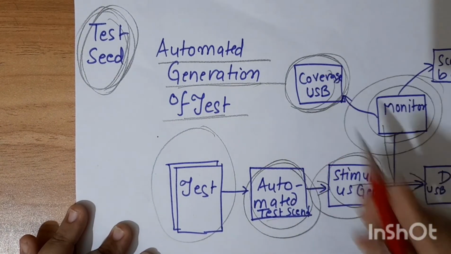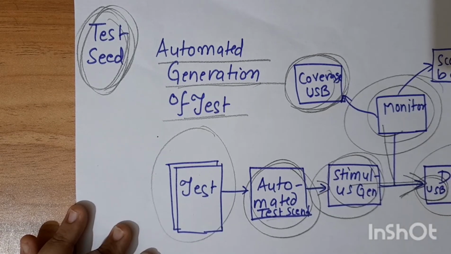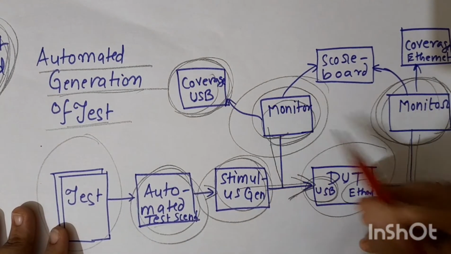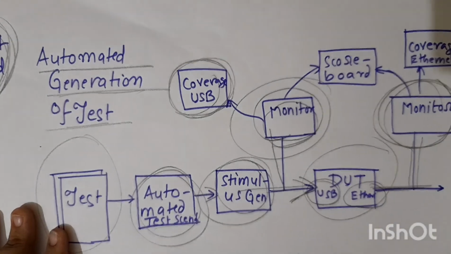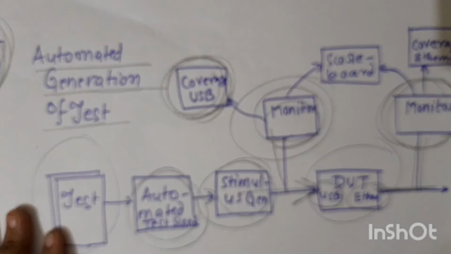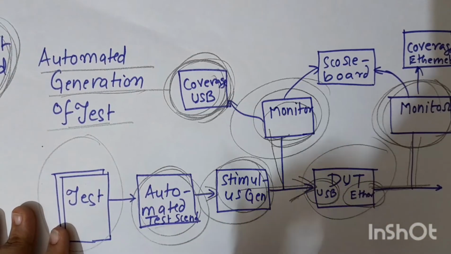Here is the coverage USB. This is the DUT. One side of the DUT is the USB, the other side is Ethernet. So USB signals will be sent and the output will be Ethernet signals from the DUT. The output signal also will be observed by a monitor. This monitor will observe the Ethernet signals at the output side, and this monitor will observe the USB signals on the input side. So here is one coverage collection, input coverage: what type of stimulus has been generated because of a particular seed, that would be collected in the coverage USB.